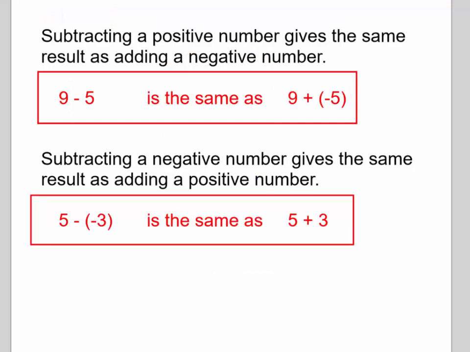Subtracting a positive number gives the same result as adding a negative number. Subtracting a negative number gives the same result as adding a positive number. So look at those 2 negatives together, and look at that guy, turned into a positive. That's worth pausing the video, writing that down, highlighting it.